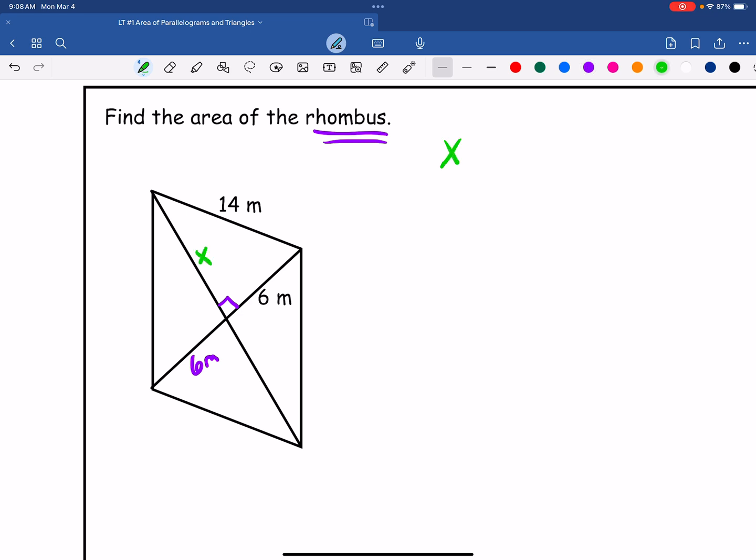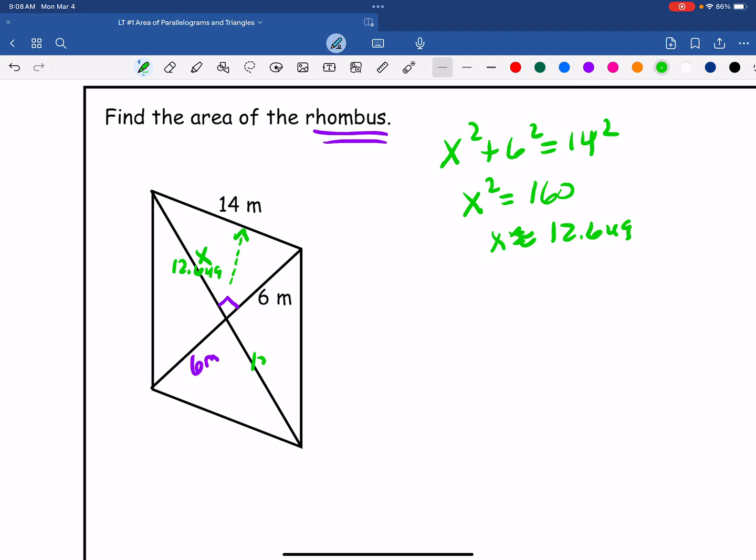So we end up with Pythagorean theorem, x squared plus 6 squared equals 14 squared. I know that because the 14 is opposite the 90-degree angle. And so I get x squared equals 14 squared minus 6 squared, which gives you 160. X is approximately, let's keep it approximate, 12.649.